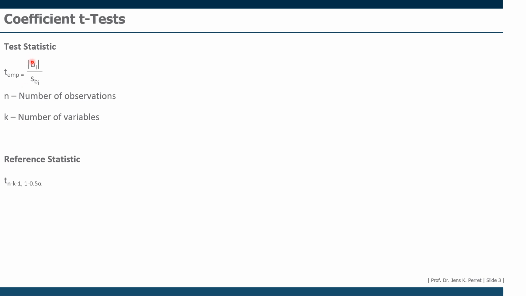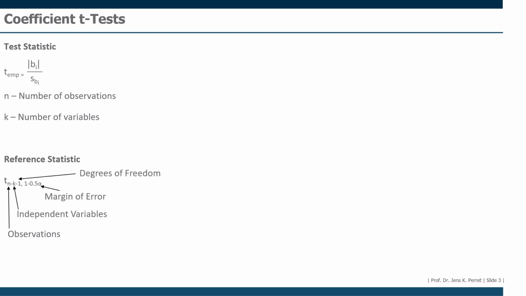After we calculated the test statistic and looked up the reference statistic, we're going to combine both of them and see which of them is actually the larger one. If the test statistic is larger, then the t-test tells us our regression coefficient is significantly different from 0, so the underlying variable has a significant impact on the dependent one.